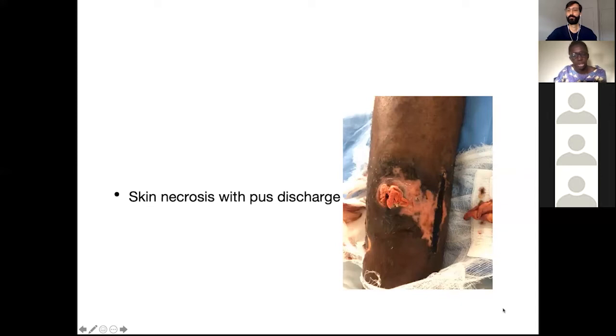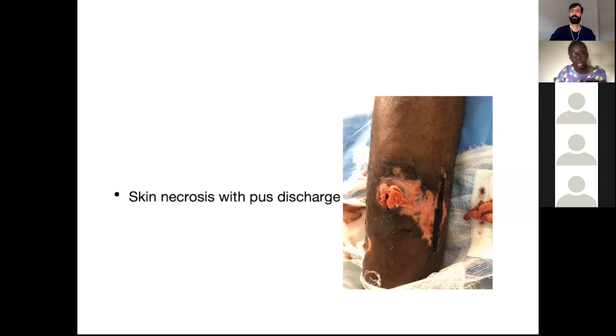Shortly after that, he had a wound breakdown. You could see from the previous slide, he already started having necrosis of the skin. Then we ended up here with discharge from the wound. So we did a swab, which grew Pseudomonas. He was almost resistant to all the antibiotics except two that we had in the hospital.